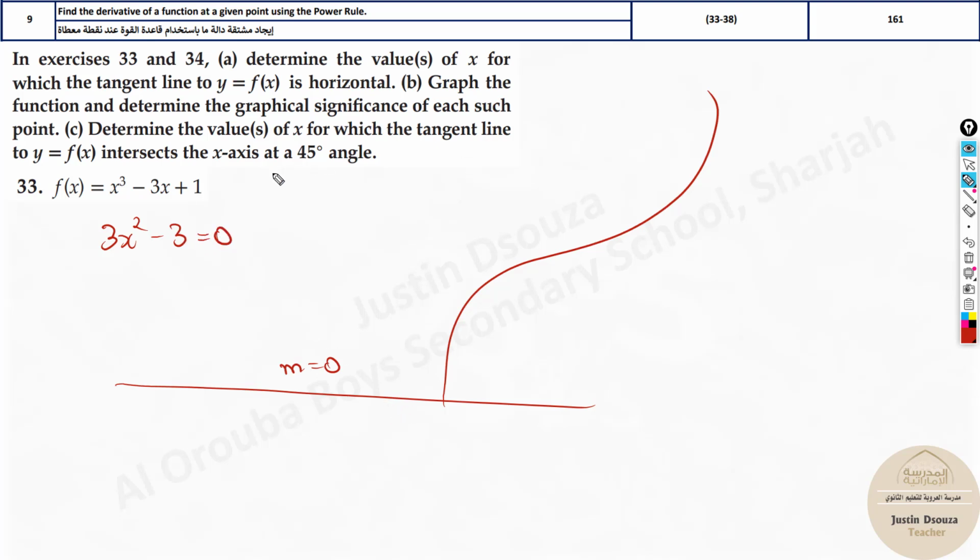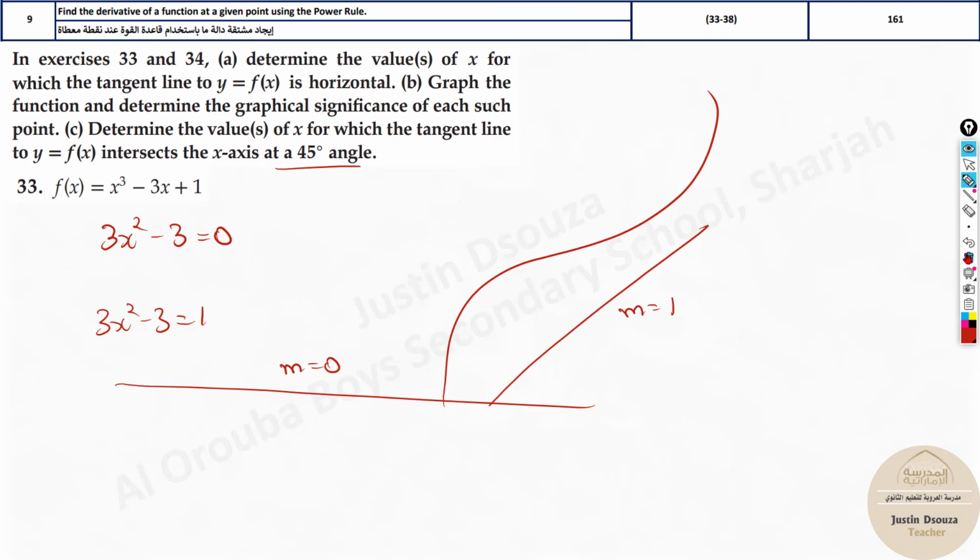Now, when it's 45-degree, what does this mean? When is a line 45-degree? When the slope is 1. So whatever this derivative is, 3x squared minus 3, must be equated to 1, and we solve for the x values. That's it, that is what we require. It's not just the derivative. We need to find the derivative and solve it. This is the basic knowledge behind it.